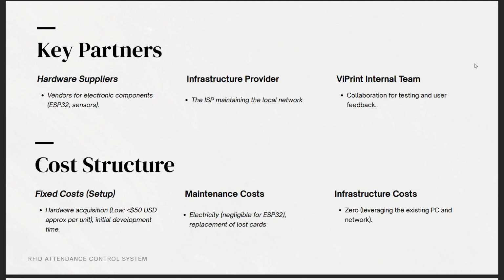Now, for the cost structure, fixed cost, what is the setup? Hardware acquisition, it would be low, like less than, no, more than 50 US dollars, and for the initial deployment time. Maintenance cost, we will need electricity that is needed for the ESP32 to work. And now for the infrastructure cost, we won't have any cost for the infrastructure because everything is in an already existing PC.